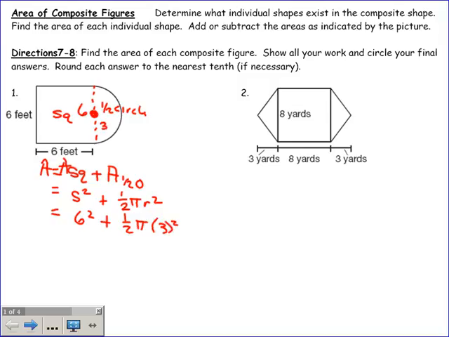Okay? Let's look at the directions to figure out how we're supposed to round this. It says find the area of each composite figure, show all your work, and circle your final answers. Round each to the nearest tenth if necessary. Am I going to use the pi button on my calculator? Yes, I am. So with your calculators, everyone please put this in. I just want to make sure we all get the same answer.